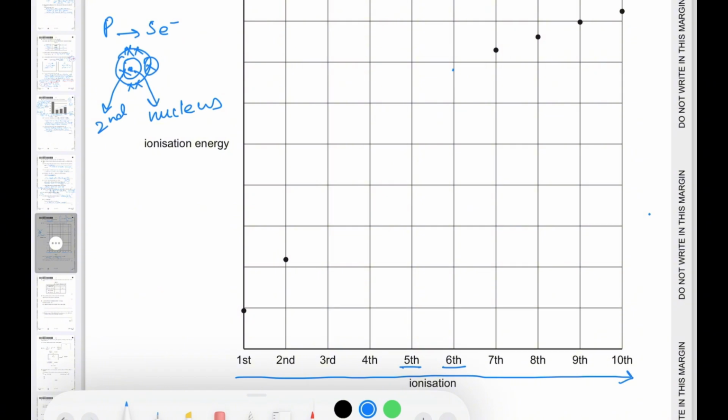So let's say if this was your sixth ionization energy, here you could denote the fifth one, fourth, and third.